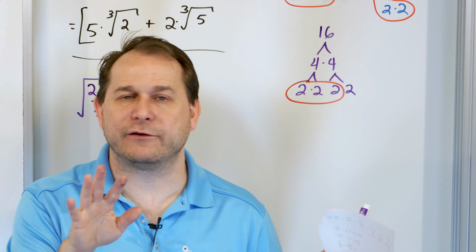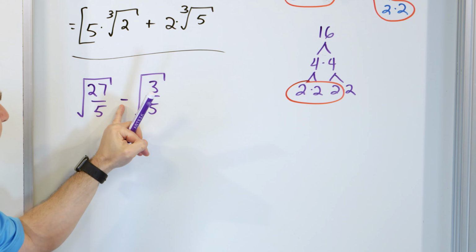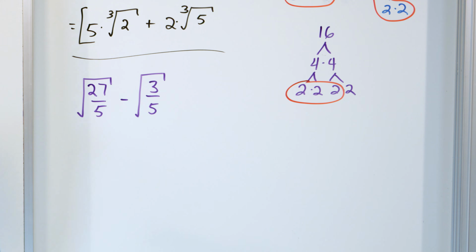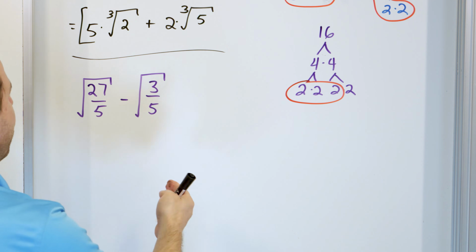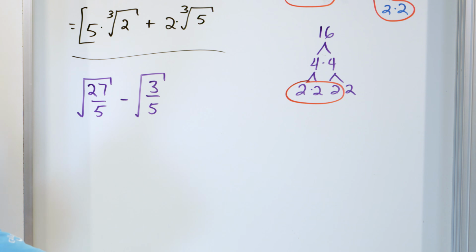Now, if they were multiplied or divided, you can combine under radicals with multiplication, but these are not multiplied, these are subtracted. So if you don't know exactly what to do, you have to look at what do I know? What am I comfortable with? What do I actually know is factually correct that I can do?